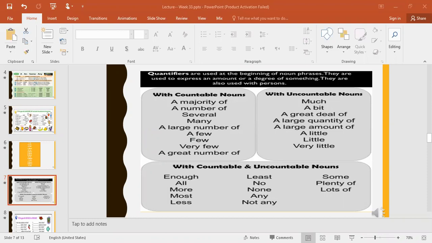Let's see the quantifiers used with uncountable nouns. With uncountable nouns, يعني with nouns that cannot be counted. So here, even the quantifier that you use, you cannot use a number instead. يعني when I say a number of teachers, for example, I can say 10 teachers, هيدي بالcountable nouns. But in the uncountable nouns, I cannot use this. So I say much, a bit, a great deal of, a large quantity. طب when I say a large quantity, do I know the exact number or the exact amount of this quantity?